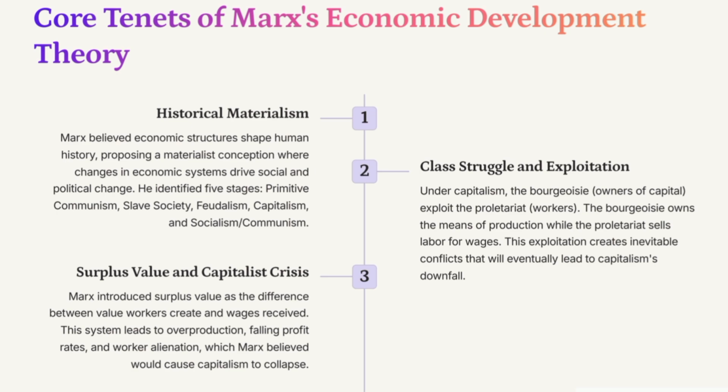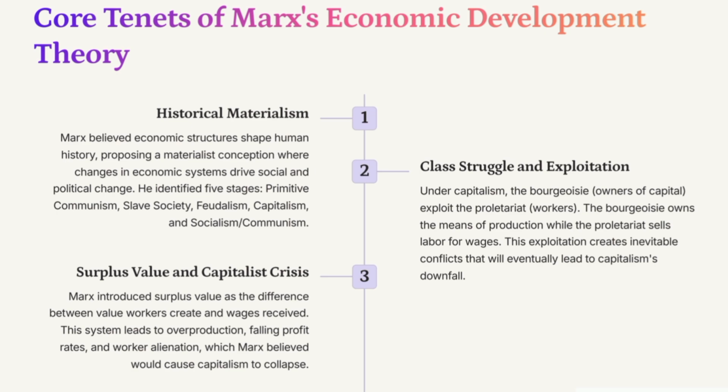2. Class struggle and exploitation. Under capitalism, the bourgeoisie, owners of capital, exploit the proletariat, workers. The bourgeoisie owns the means of production, while the proletariat sells labor for wages. This exploitation creates inevitable conflicts that will eventually lead to capitalism's downfall.